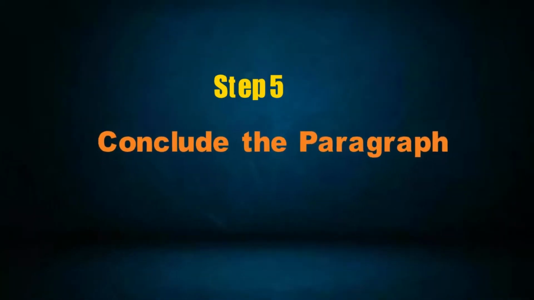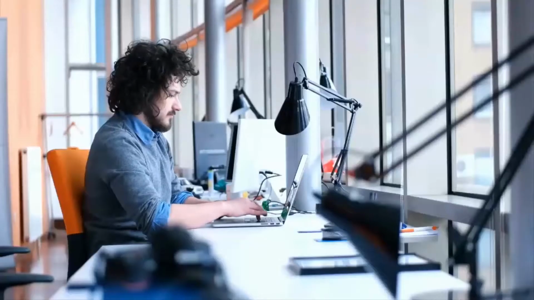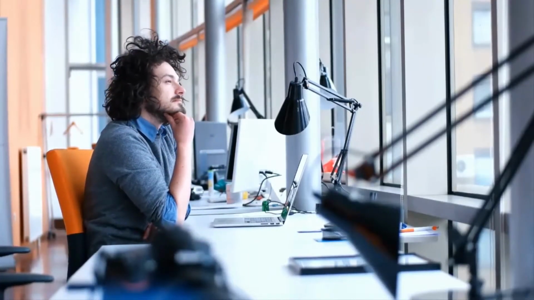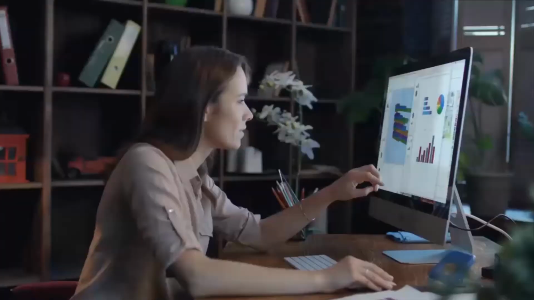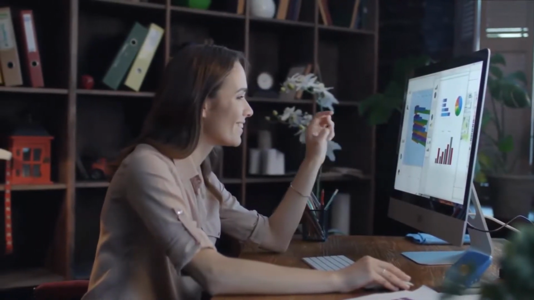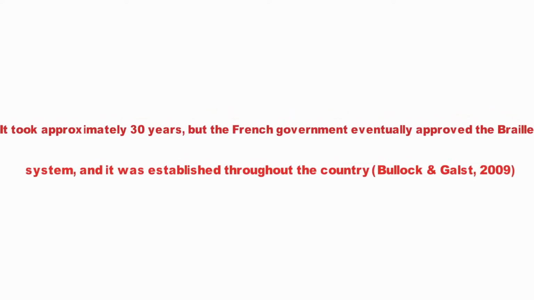Step 5. Conclude the paragraph. Finally, wrap up the paragraph by returning to your main point and showing the overall consequences of the evidence you have explored. This particular paragraph takes the form of a historical story, giving evidence and analysis of each step towards Braille's widespread acceptance. It took approximately 30 years, but the French government eventually approved the Braille system, and it was established throughout the country. (Bullock and Galst, 2009).